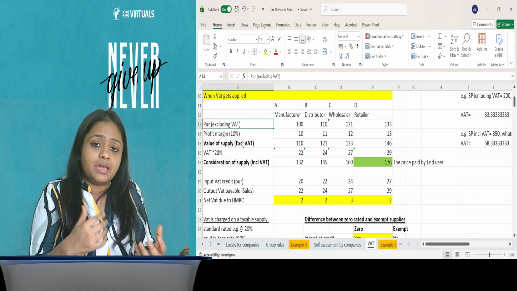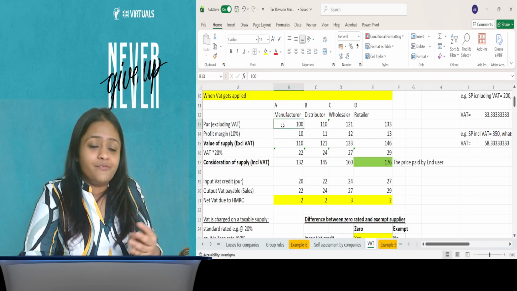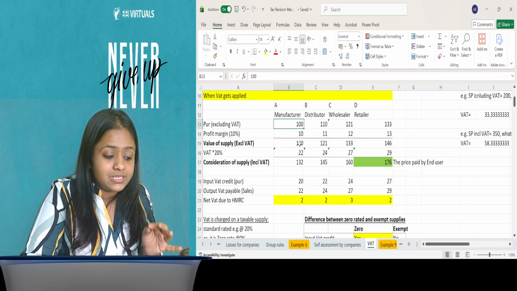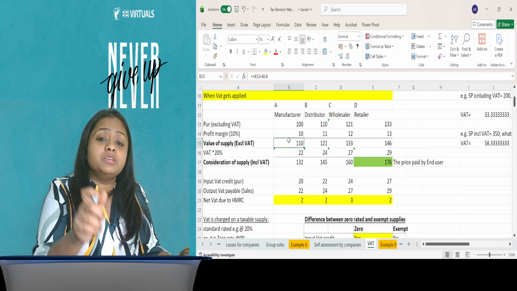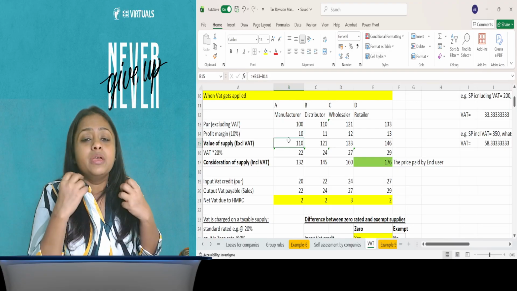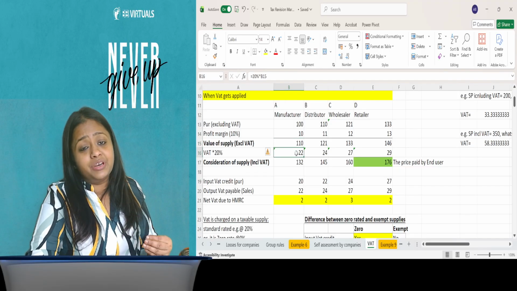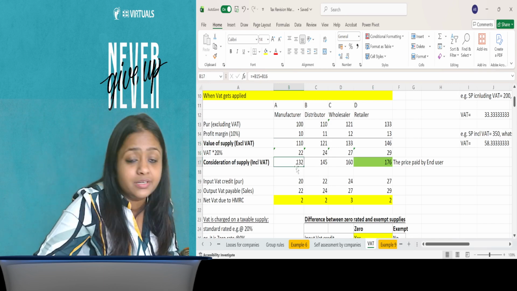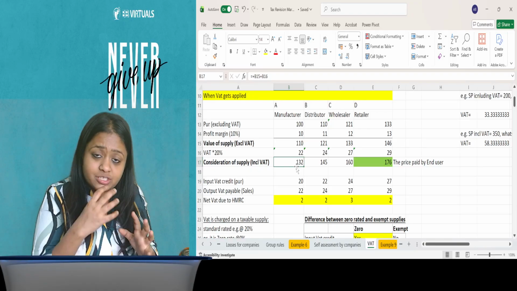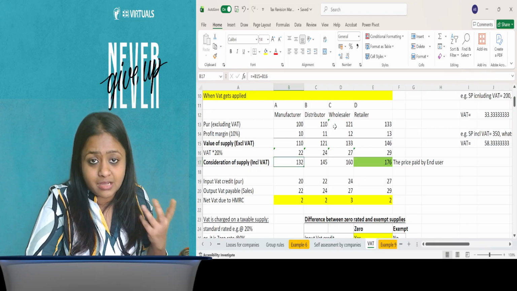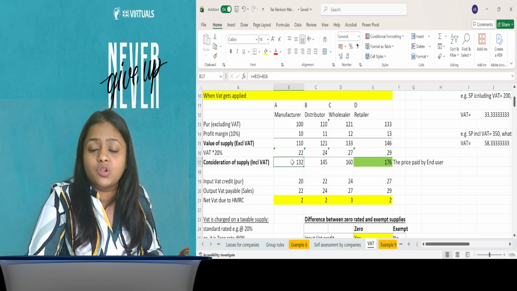Clear? So let's say the manufacturer purchases these goods at 100 cost excluding VAT, and VAT I will take separately. Now on this he adds his margin, and we get the value of supply. The term is value of supply, which is simply the value on which VAT is to be charged. Then we apply VAT on it, which is a standard rate of 20%. We get the consideration of supply. Again, this is also excluding VAT. This is the consideration that has to be received from the other customer. However, the customer will pay the value including VAT. Yeah, so sorry, this is also including VAT.